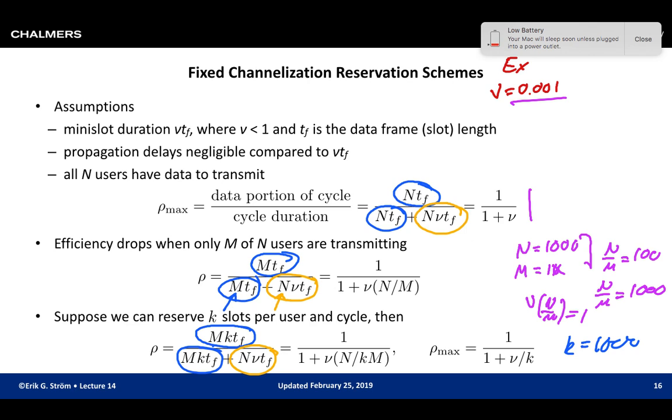So basically one can say that with controlled access, if the penalty of doing the actual reservations is low, then these schemes are very efficient. If the penalty is not low, then these systems are not efficient.